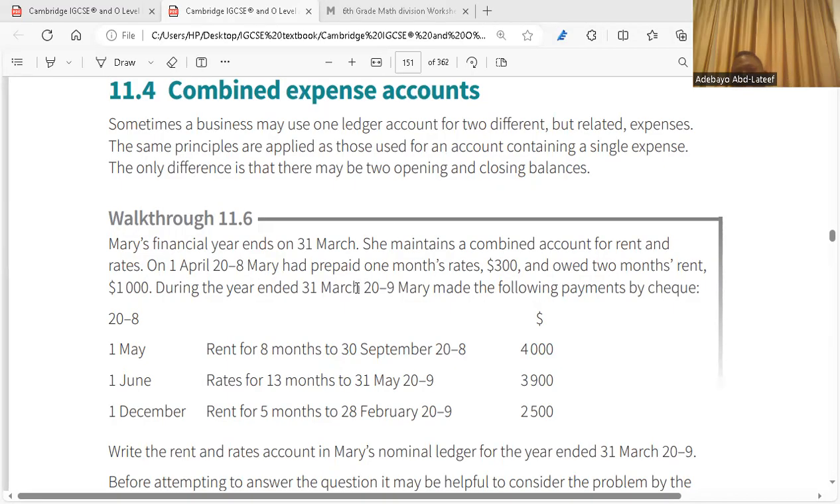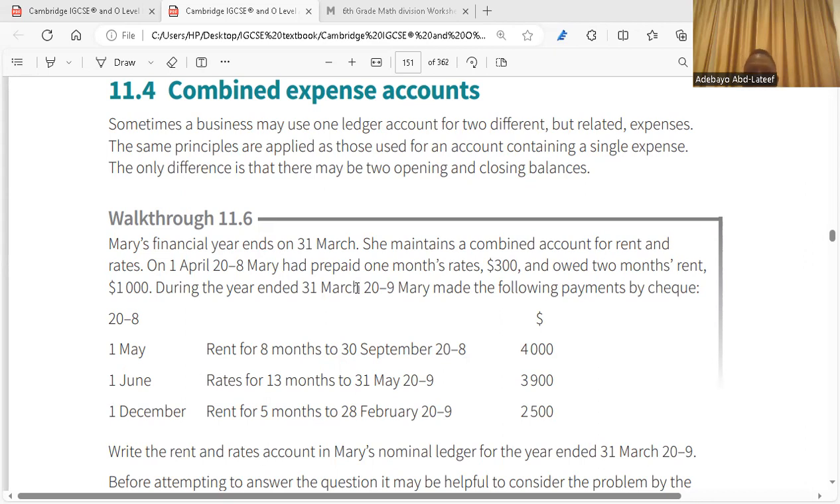So we have combined expense accounts. We're still on accrued expenses and prepaid expenses. When you have combined expense accounts, it means you are using one ledger for two accounts. That is why we call it a combined expense account.